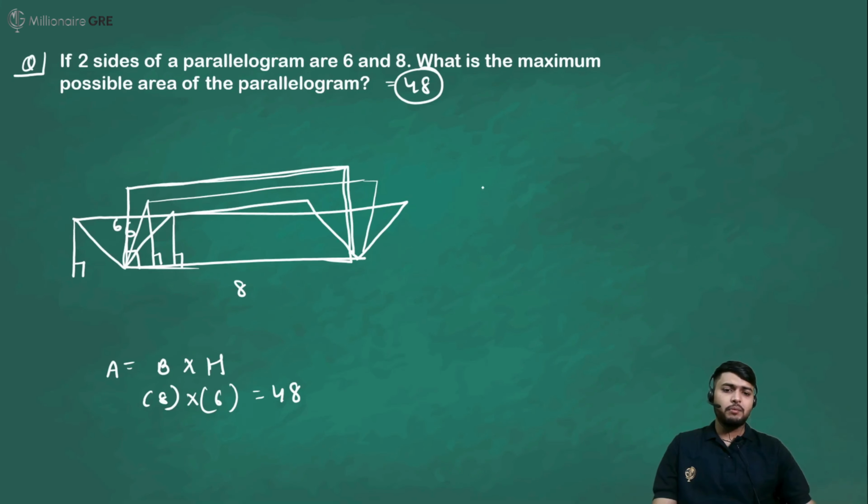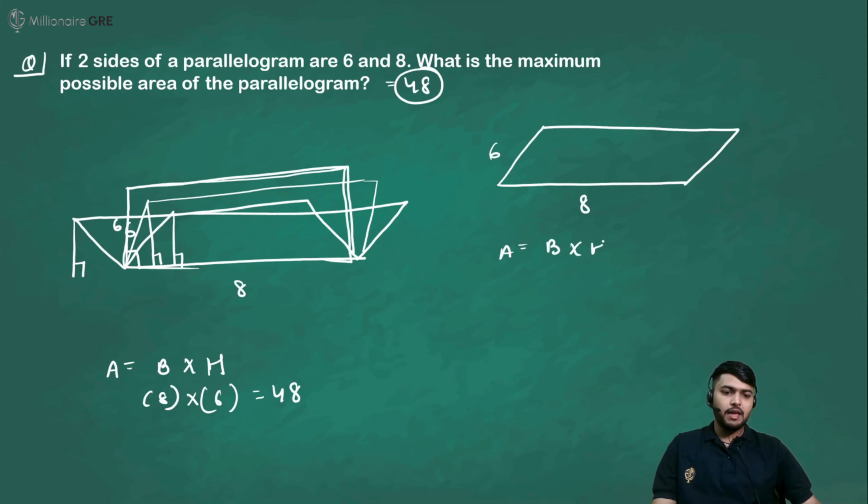Now this was about the maximum area. What will be the minimum area of a parallelogram whose sides are 6 and 8? Now again, area is base times height. Base is 8. When the height is minimum, area is minimum. When you bring this 6 closer to 8, the height will decrease. When you bring it further closer, the height further decreases.